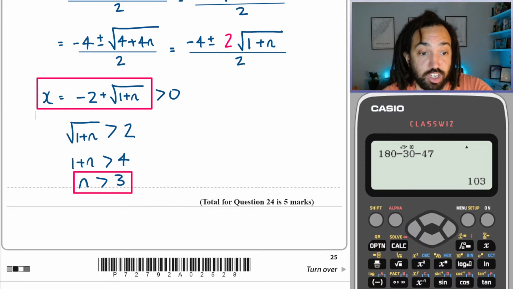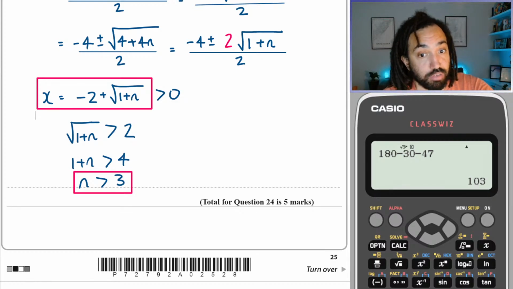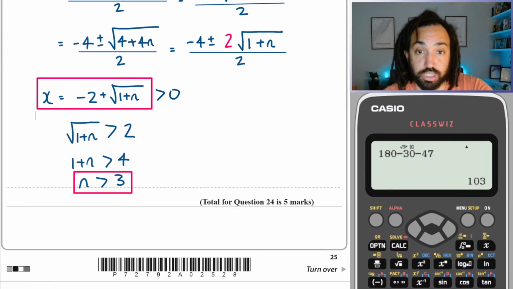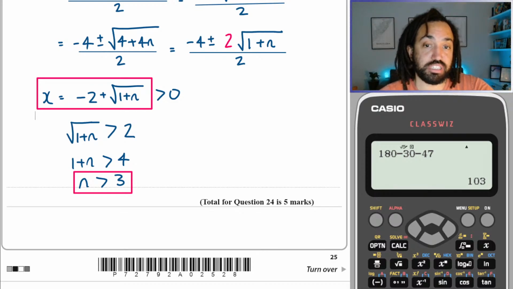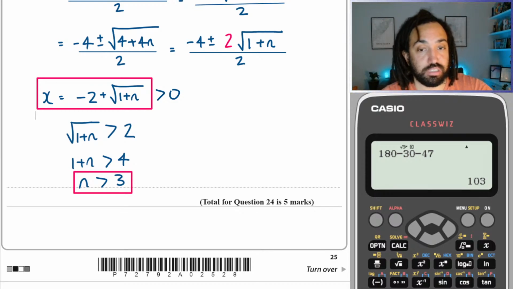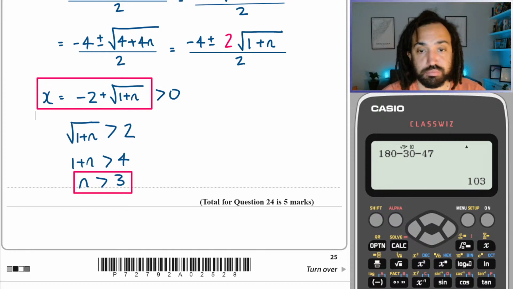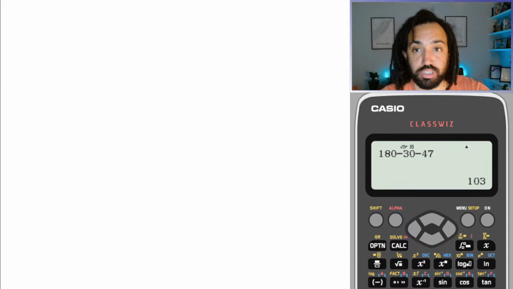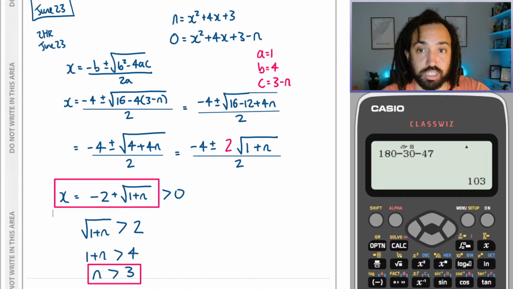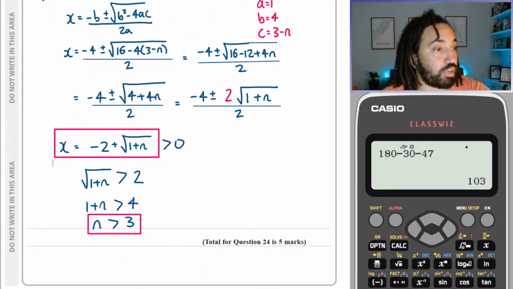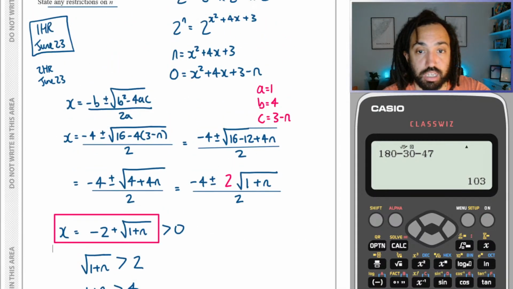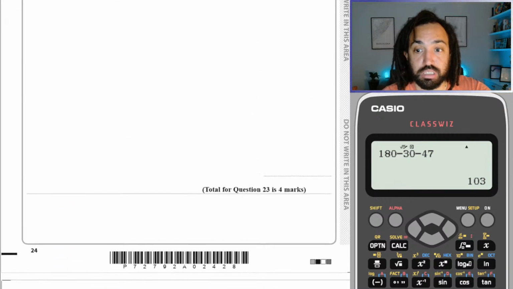Okay, it says n can't be minus 1. That's true, but I've also said that n is greater than 3, so that does the job. It means you're not going to have a negative under the square root. You could do that question by completing the square, but I'm not going to do two methods for the same question.